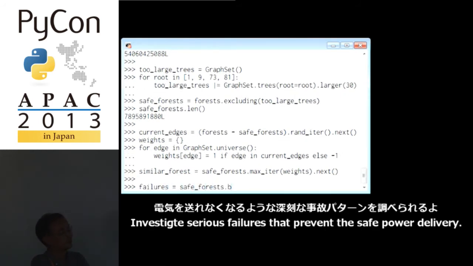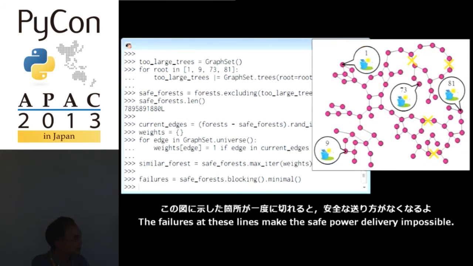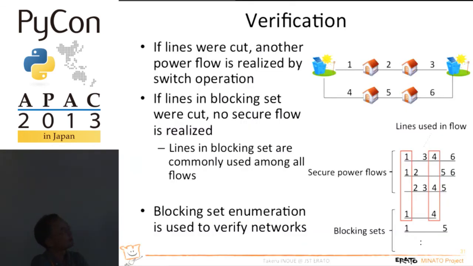Okay, this is the final demo. We use the blocking method to find dangerous failures that disable the secure power delivery. I'll describe this kind of verification in detail in the next slide.